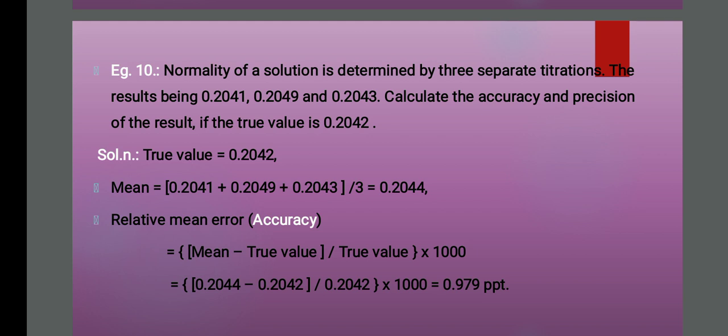0.979 ppt. Now we are going to see how to calculate the precision value. I have said already that precision can be calculated only by using relative mean deviation. For calculating relative mean deviation, we are in need of the mean value and the mean deviation. Using that only we can calculate relative mean deviation.